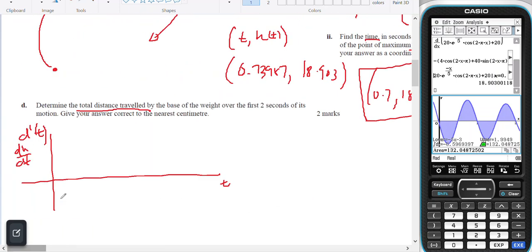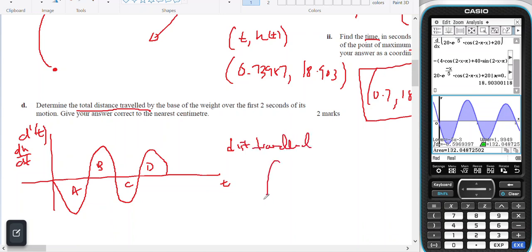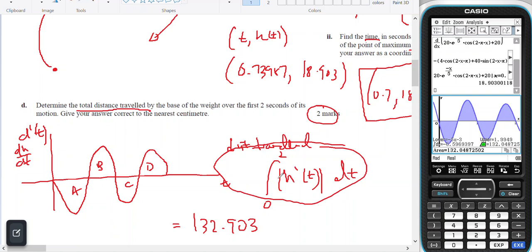That total is 132.048. So the distance travelled will be the integral from 0 to 2 of the absolute value of h dash of t dt, and it's going to equal 132.903. It's worth 2 marks. So this is enough to get the method mark, which is going to be 132 centimetres in distance.